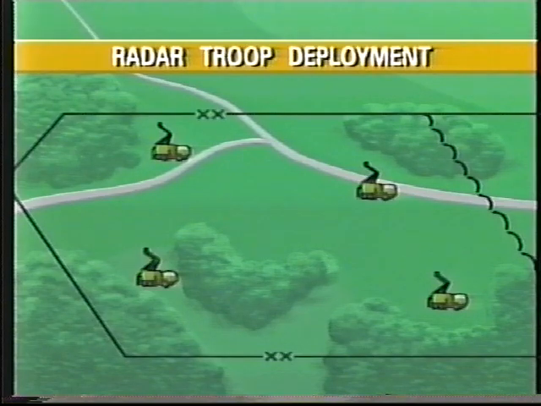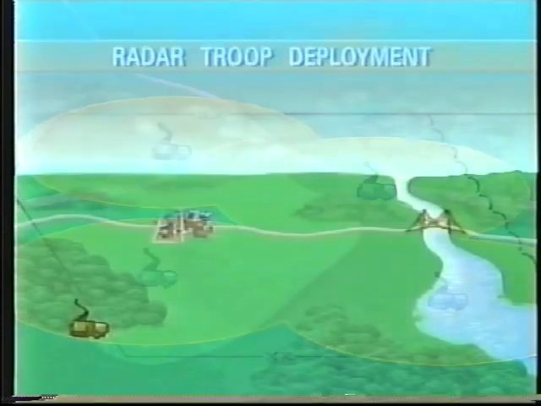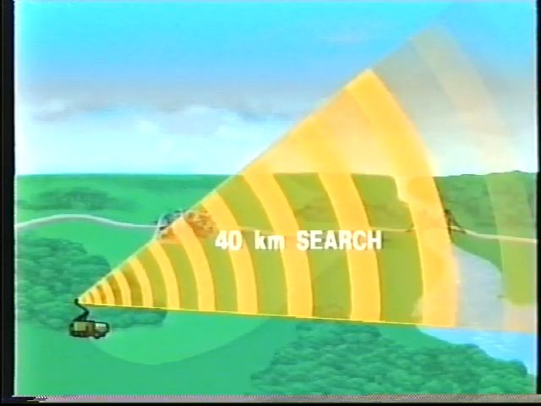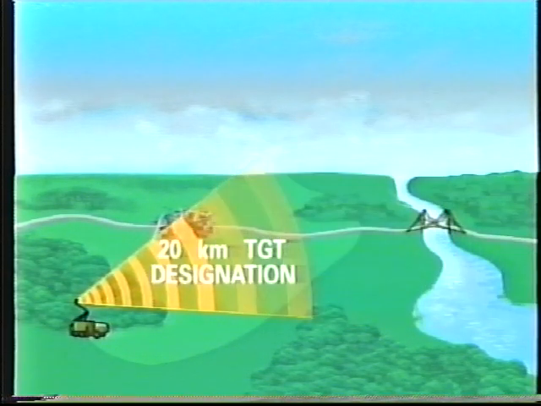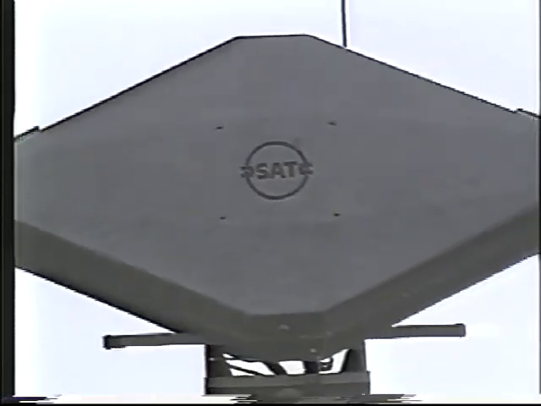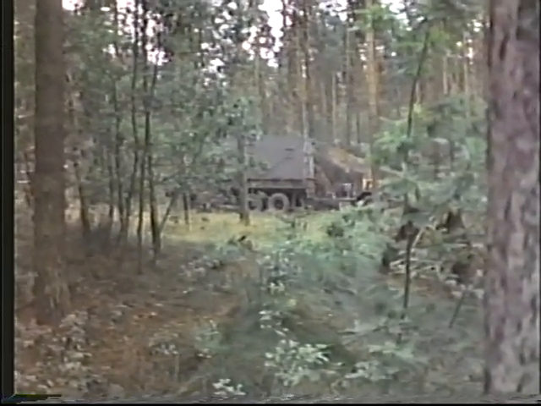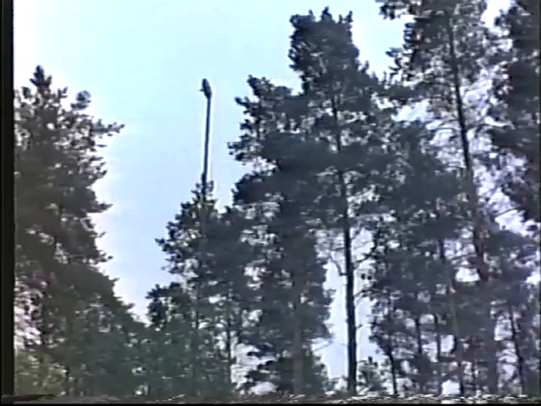The battery's radar troop is equipped with 4 area surveillance radars, which are deployed across the division front. These have an effective range of 40 kilometers in search mode and 20 kilometers in target designation mode. They search for and determine target data, provide early warning of intruder aircraft, transmit target location, speed, and bearing information to fire units via data link, and pass on general air situation reports.